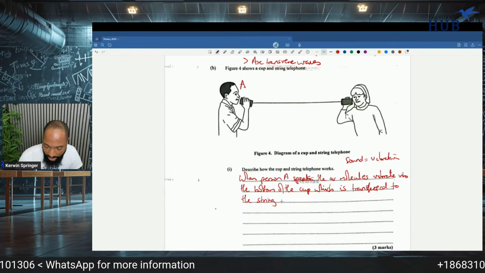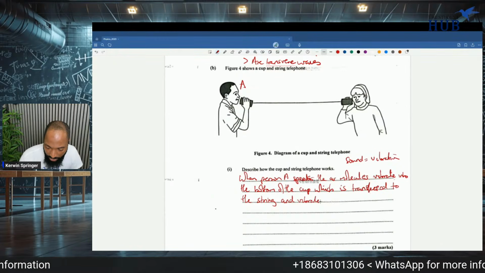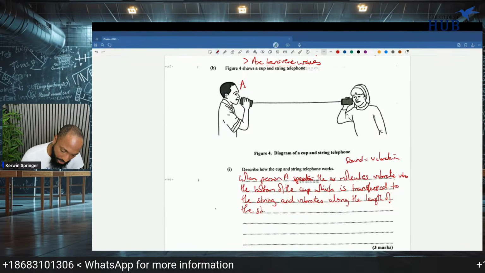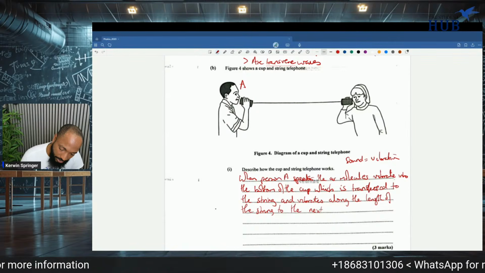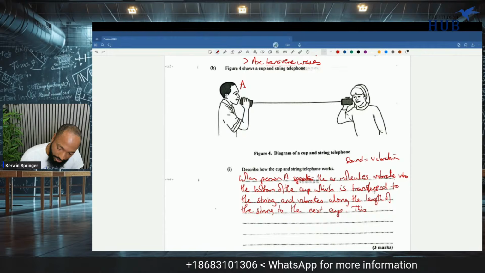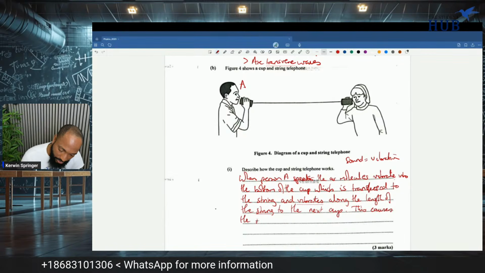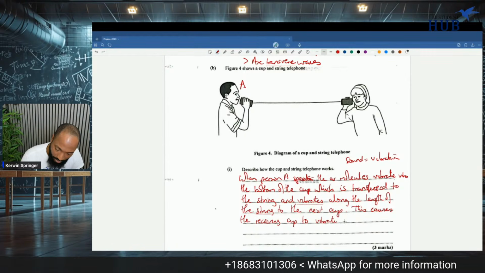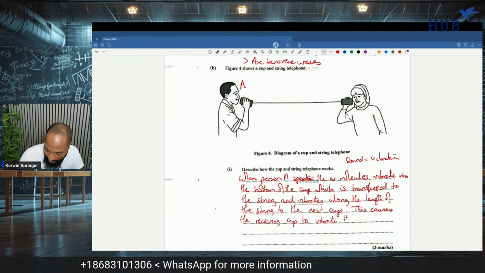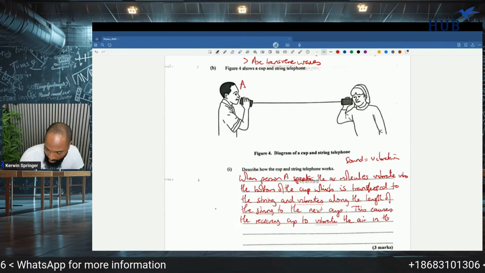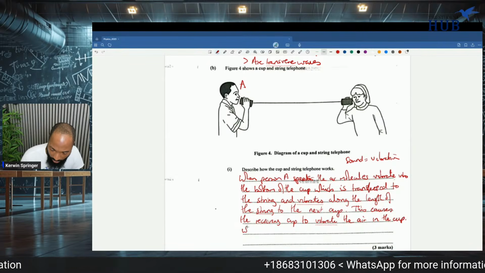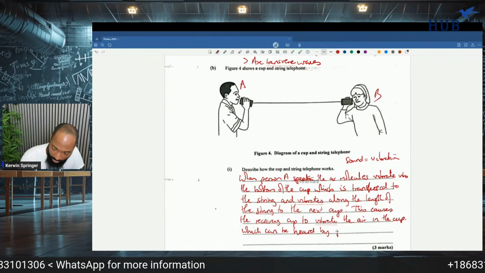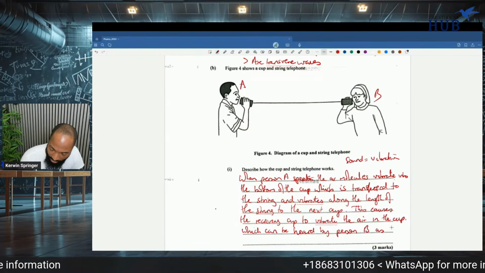Which is transferred to the string and vibrates along the length of the string to the next cup. This causes the receiving cup to vibrate and the air in the cup, which can be heard by person B as sound.